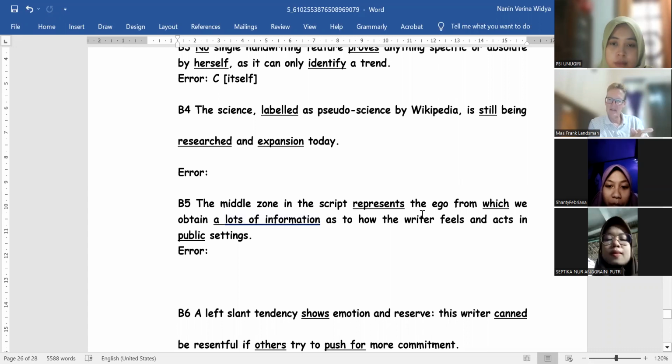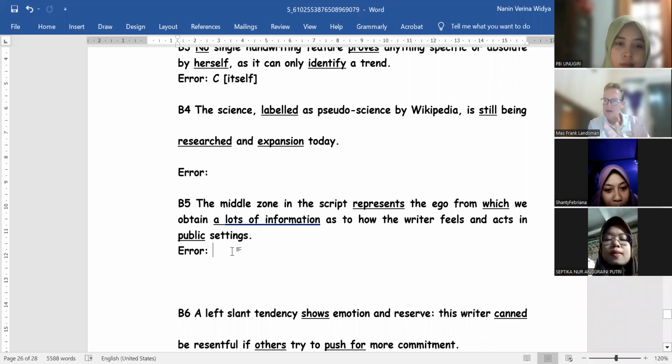Represents, that's okay, because the middle zone, it represents. The ego from which, that's fine. Public settings, di depan umum ya, how you act in public settings. So A, C, and D are okay, but B, look at a lot of information. Is that correct? No, because you cannot use S after a lot. Very good. That's a very good analysis. So a lot of information.